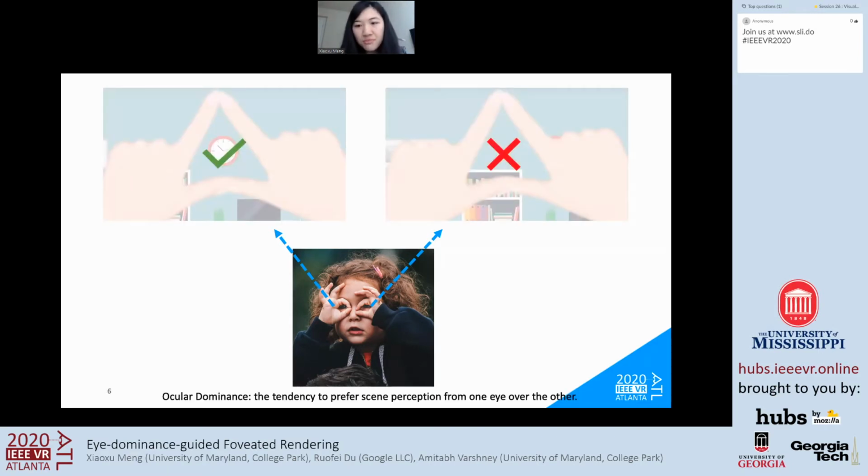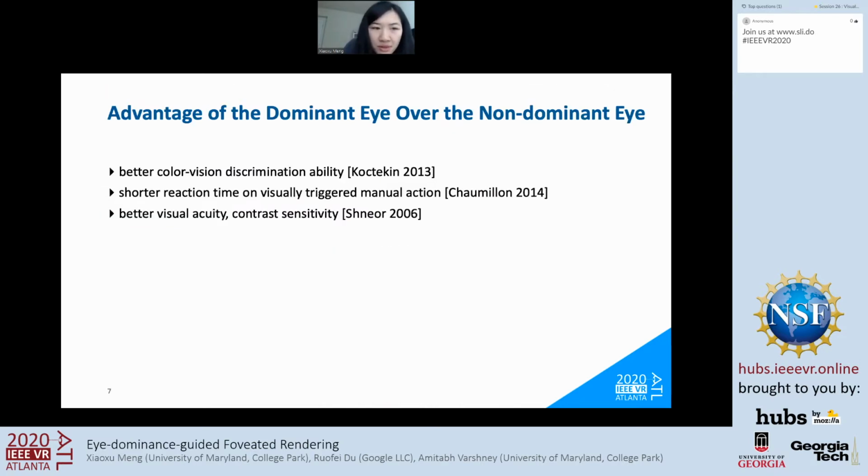It seems that the two eyes are not working together to see the world. Your visual system is showing a tendency to prefer perception from one eye over the other. It is somewhat analogous to right or left-handedness. This phenomenon is called eye dominance or ocular dominance. The preferred eye is called the dominant eye. There has been lots of research exploring the difference between the dominant eye and the non-dominant eye. It has been seen that the dominant eye is better in red-green color discrimination, has shorter reaction time, and has better visual acuity and contrast sensitivity.